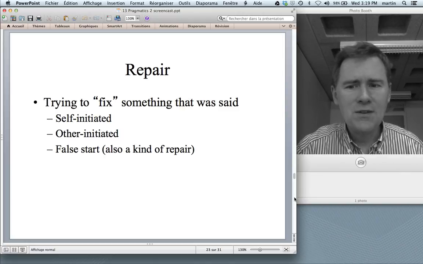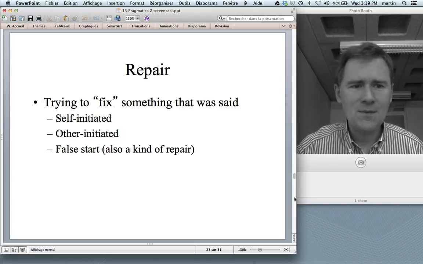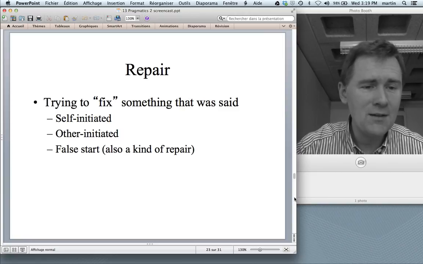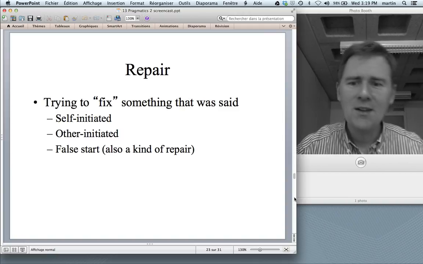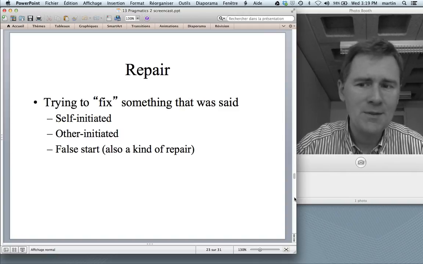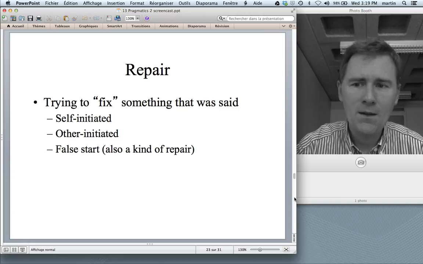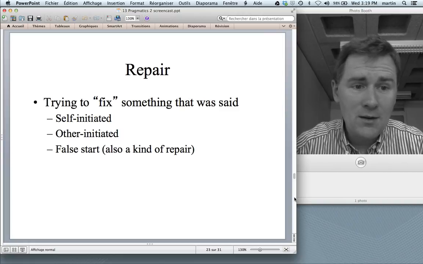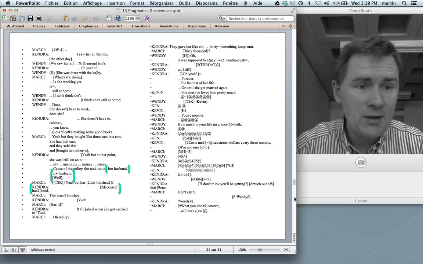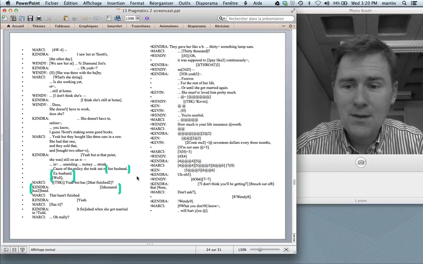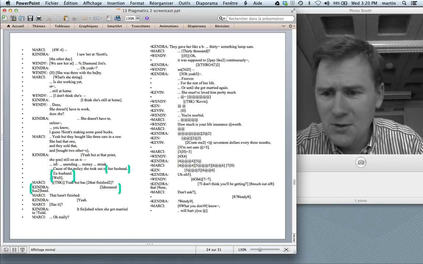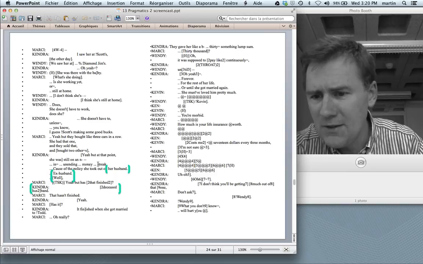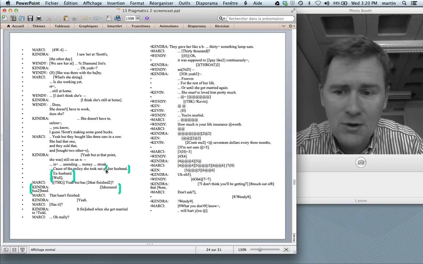A false start: people beginning a sentence and then breaking it off and going, "No, this is what it is." That's also a kind of repair. Self-initiated repair. Let's see. There are some examples of repair in the transcript. Take, for instance, this turn by Kendra here: "Yeah, at that point she was still on an unending money streak because of the policy she took out on her husband."